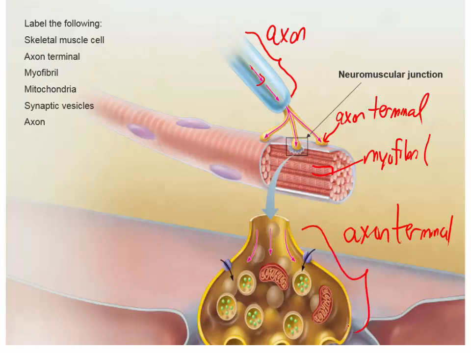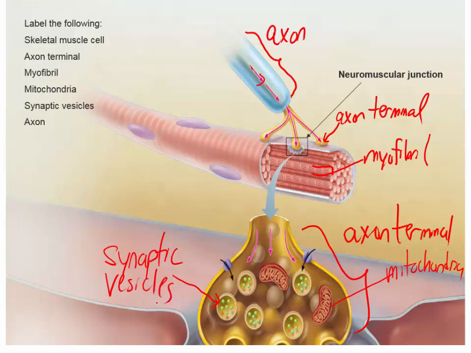Right here, you can see there's lots of mitochondria in there. These are mitochondria. And then you'll see these other little things. They're like little vesicles. These are called the synaptic vesicles. So at the end of these axons, you've got these vesicles with something inside them, little green balls.